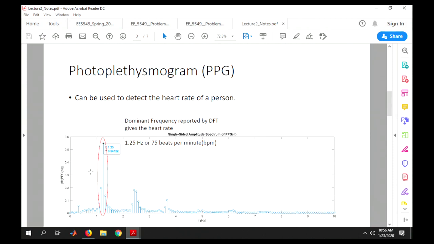If we look at where the dominant frequency is, that's 1.25 hertz, 1.25 cycles per second. If you want to compute that per minute, multiply by 60: 60 times 1.25 is 75 beats per minute. So just take the DFT and you get the heart rate by looking at the peak frequency.